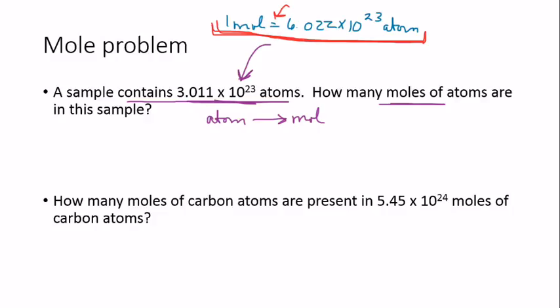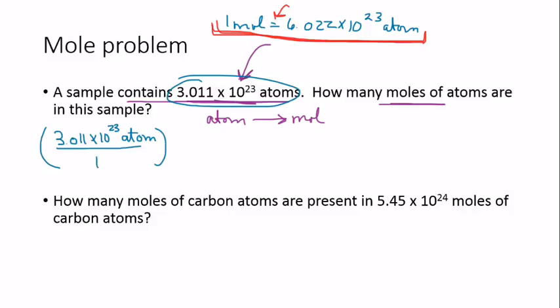What I do is I start out with this number, the number of atoms, and I usually put it over the number 1, and I'll show you why that is. 3.011 times 10 to the 23rd. I always use units, atoms, and I put it over 1. Now, the reason I put it over 1 is because I want to, here in a minute, let these units cancel.